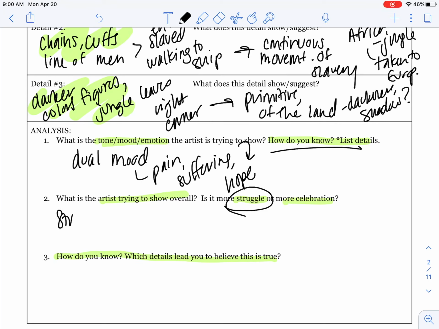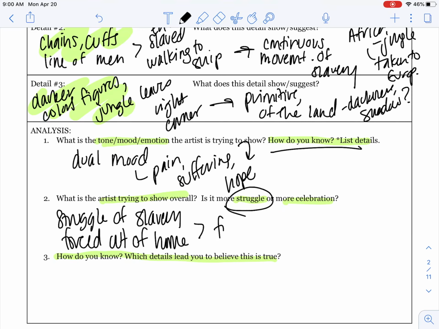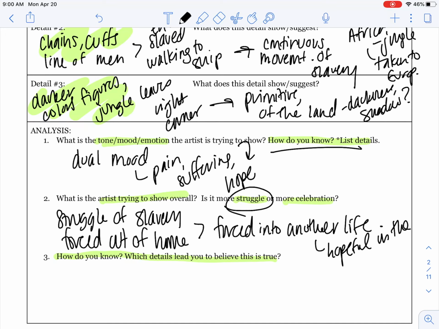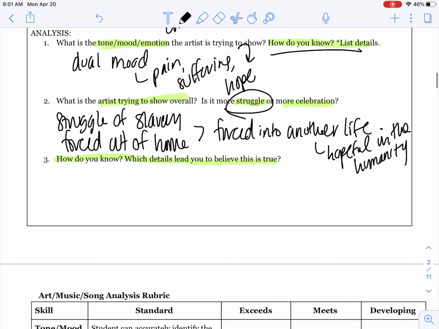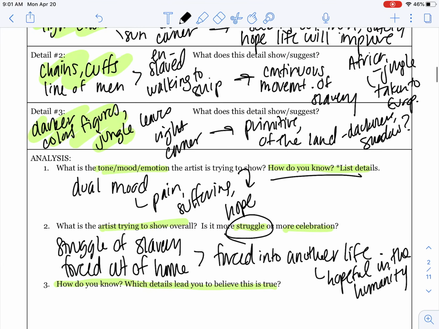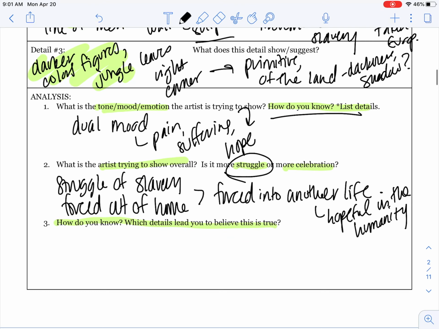I think that the struggle of slavery, of being forced out of your home, the life that you've known, and forced into another life that you don't really know. And then do you remain hopeful? So that man standing up, that central figure, hopeful in humanity, in the good of people, that something good will come out of this ultimate forced move from their home. The details that I would talk about, again, I would go back to the chains and the cuffs, the ship, some of the colors, etc.